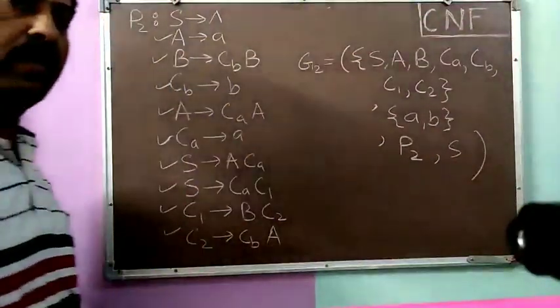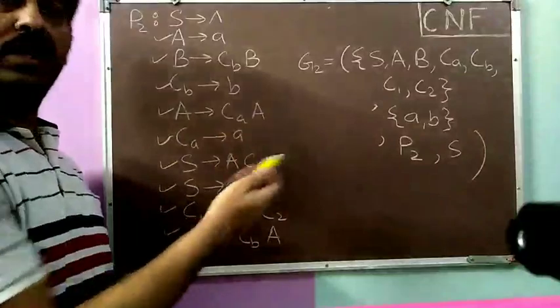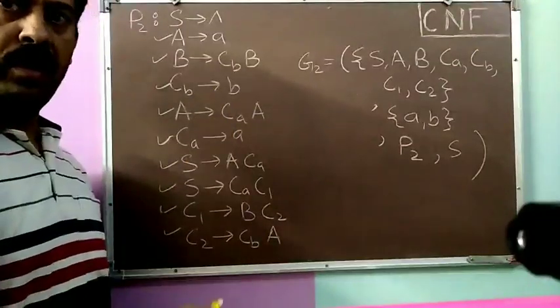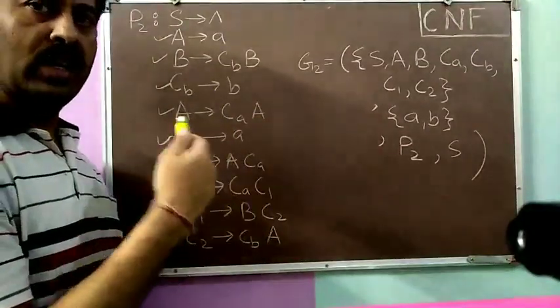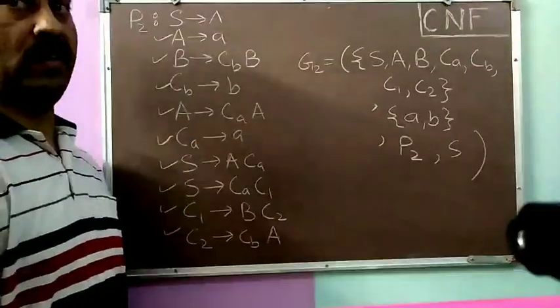So in this manner, I have converted my given grammar into the CNF. So this is the formal method of converting a given CFG into the CNF. Thank you all.